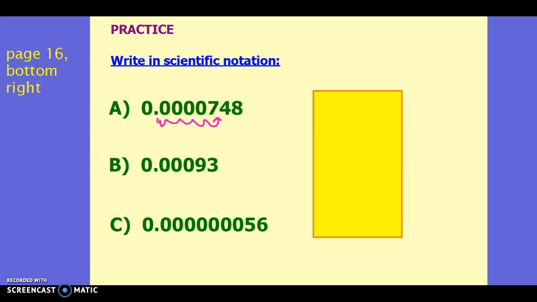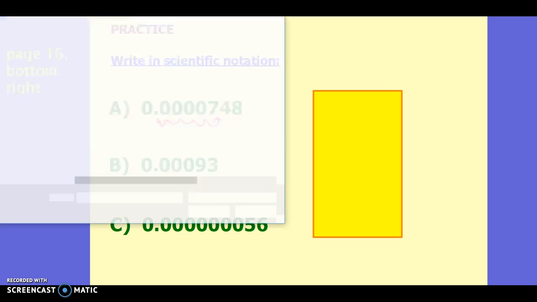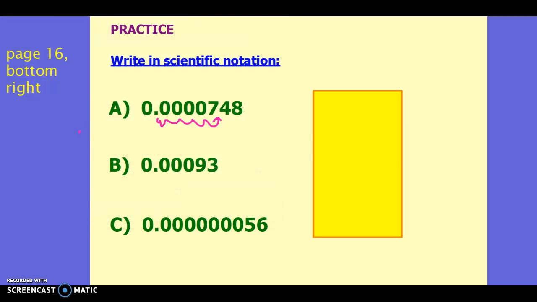Because the number originally was a very small number that was less than 1, excuse me, all kinds of things are happening here. Had a little trouble with my Active Inspire.